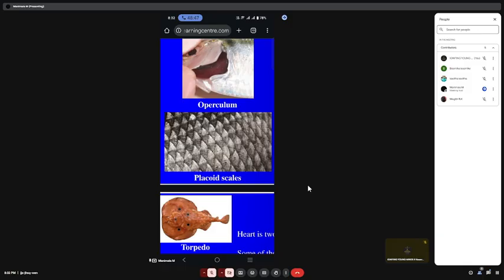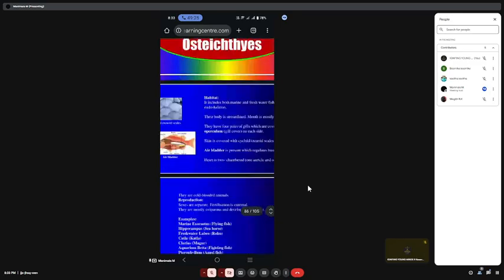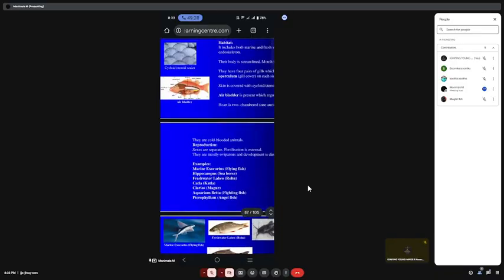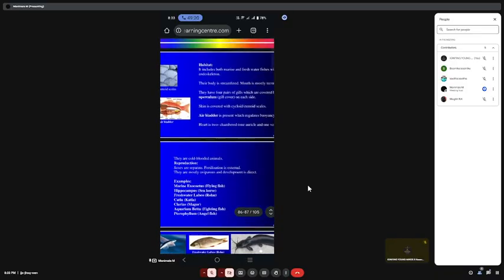In chondrichthyes the endoskeleton is cartilaginous, but here it is bony. And the next thing is the air bladder. In chondrichthyes the air bladder is absent, but in osteichthyes the air bladder is present.